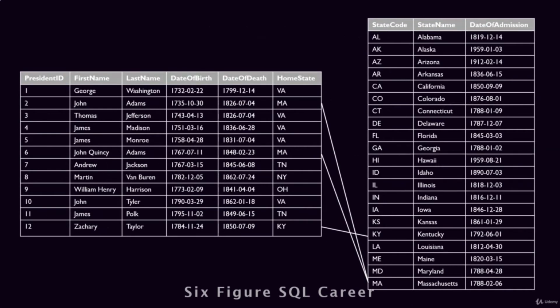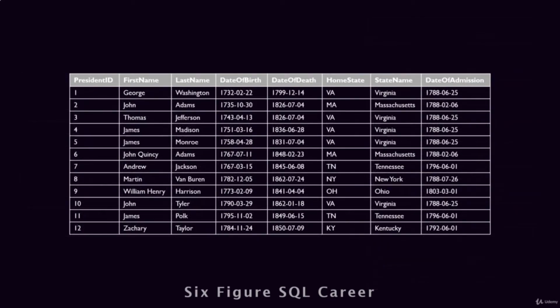So let's look at our example from before. This is an example of normalization because I've got all my precedence data in one table and all my states in another. So I'm using joins if I need to match data from my states table with data from my precedence table. So this is an example of a normalized design.